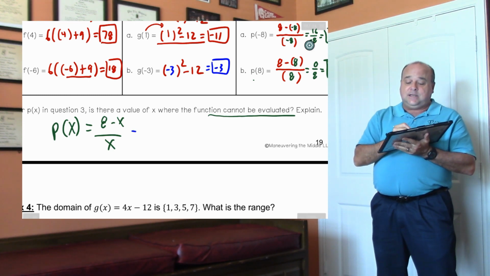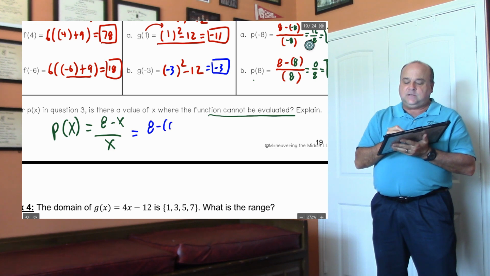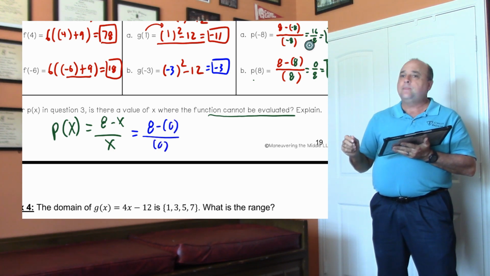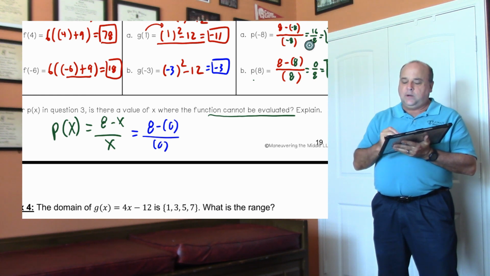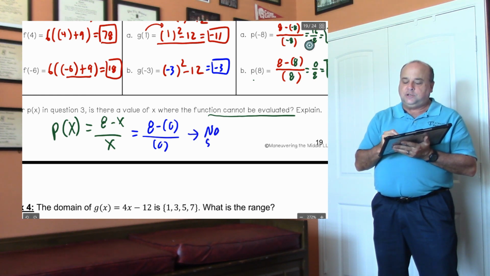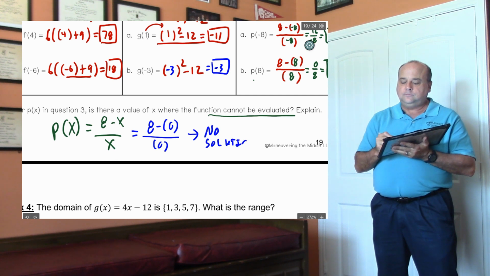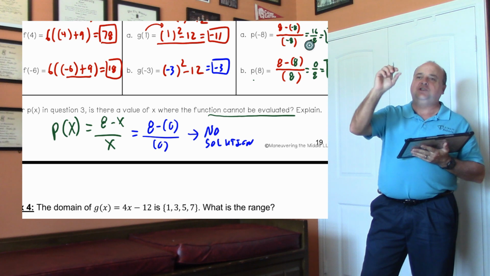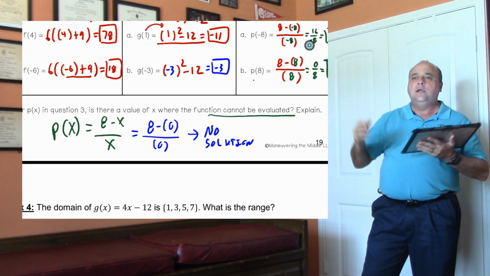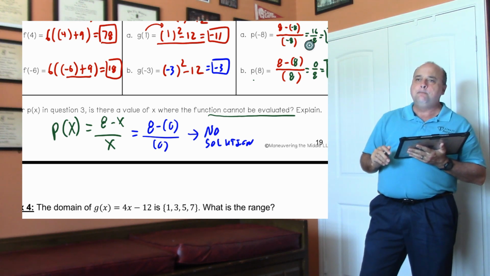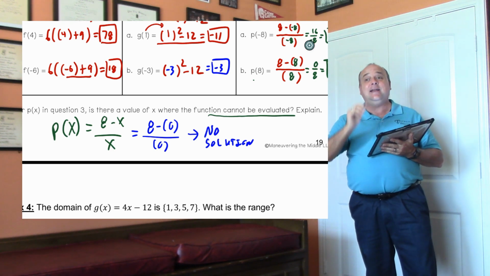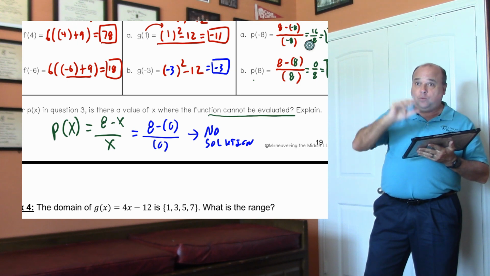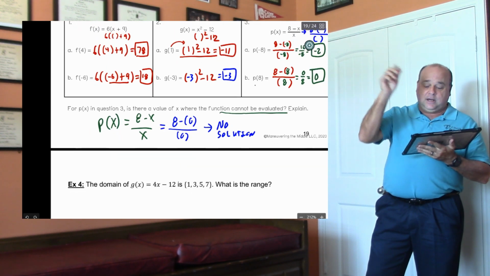If you plug in 0, so 8 minus 0 over 0, can I divide by 0? I can't do it, can I? So an input of 0 would be no solution. Okay, you can't get it. So this function would not exist at 0. The value won't work, okay? And you'll get into that in Algebra 2. Okay, in Algebra 1, you won't have to worry about this. Now then, let's keep going.